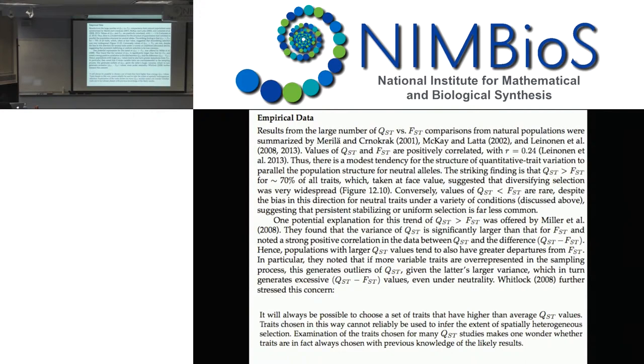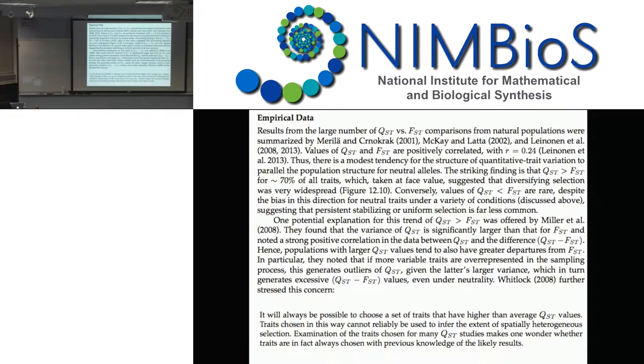And Mike had a nice comment, says, it will always be possible to choose a set of traits that have higher than average QST values. Traits chosen this way cannot reliably be used to infer the extent of spatially heterogeneous selection. Examination of the traits chosen in many QST studies makes one wonder whether these traits were in fact always chosen with previous knowledge of the likely results. So ascertainment bias is a huge issue.